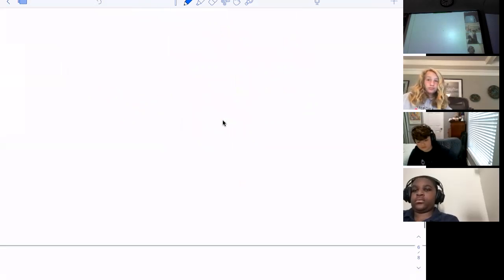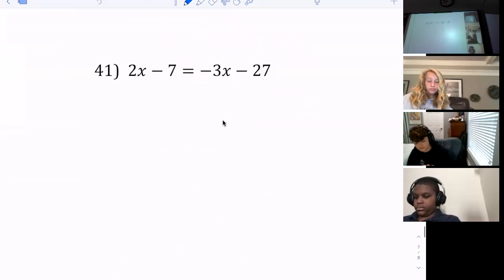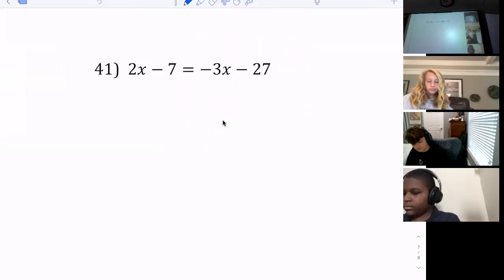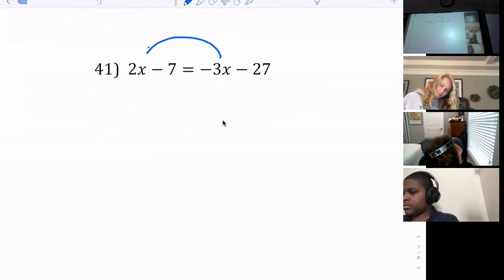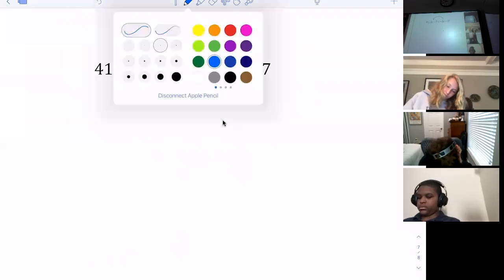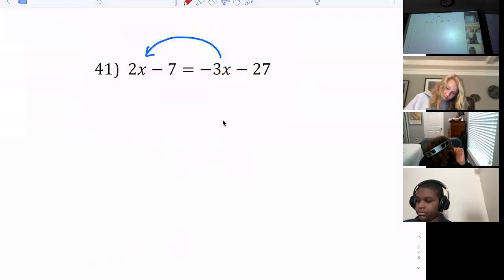All right, here we go. Take a look at 41. Same exact principle. Now, this time I still want the variable to be positive. So I'm looking at the negative 3x, and I want to move it over here. And then I want to take the negative 7 and move it over to the other side this time.